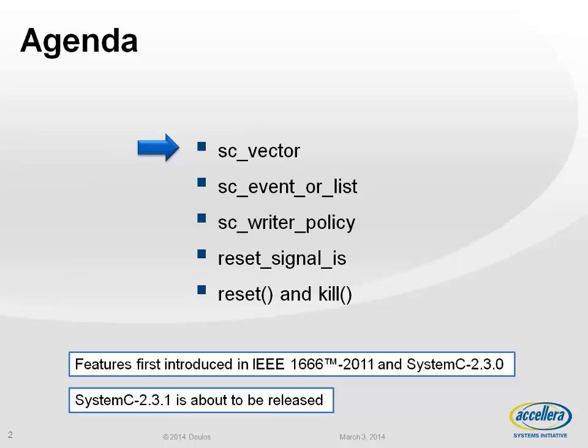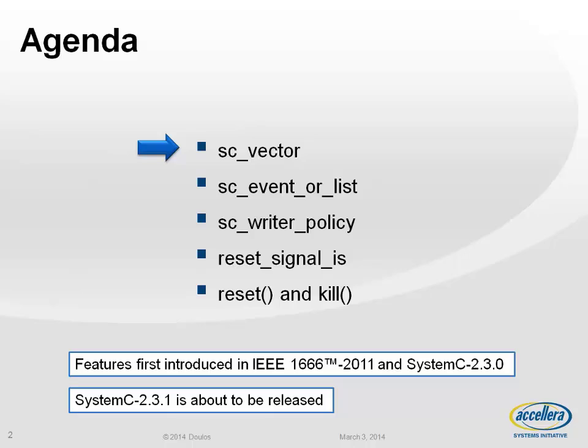So SC Vector came into the latest SystemC standard. It's actually extremely easy to use, which is the nice thing about it. It effectively just allows you to create arrays of things in SystemC. And you might wonder why you'd need to create an array of something in SystemC, because you could just use a C array, or you could use an STL vector.